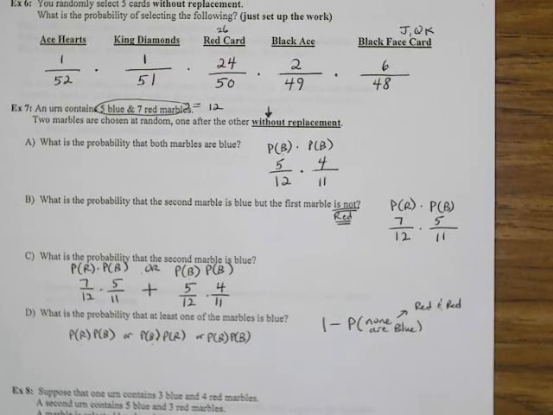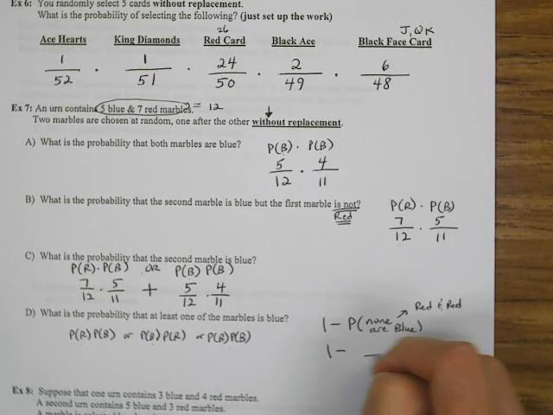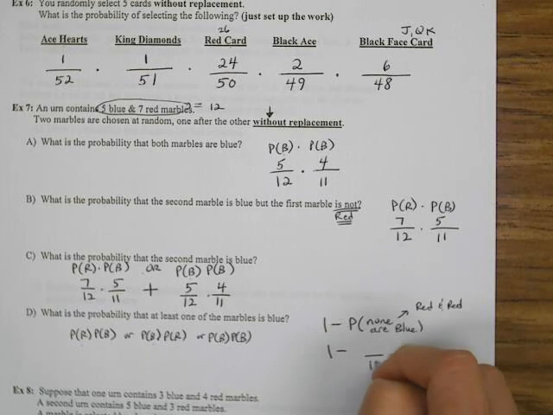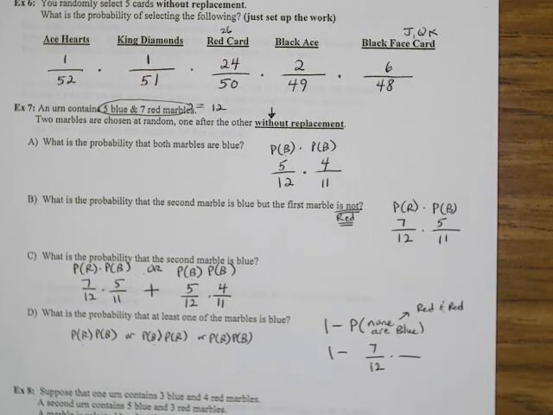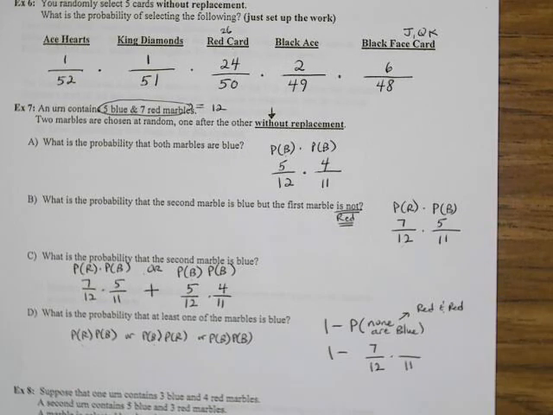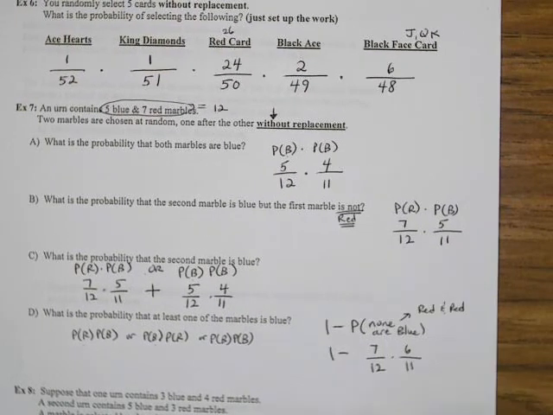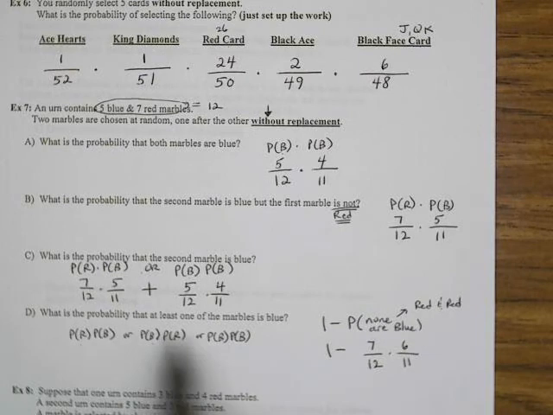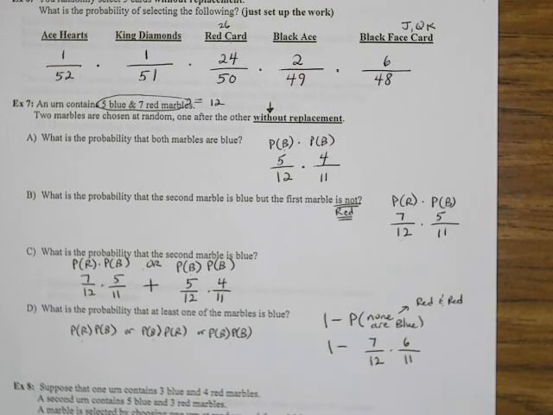So let's calculate that probability. 1 minus, what's the probability that I'd pull 2 reds? Well, there are 12 marbles, 7 are red. But then I've pulled one of the red marbles out, so now there's only 11. There are no longer 7 red marbles because I pulled one out right here, so there are only 6. And so that might be a quicker way to calculate it than doing all 3 cases.